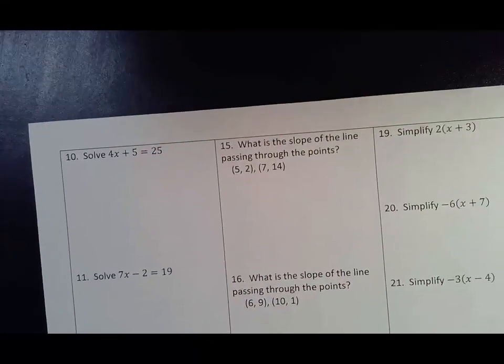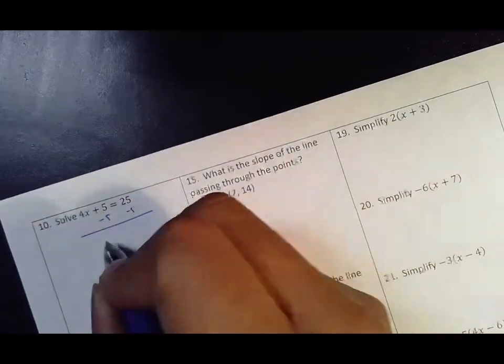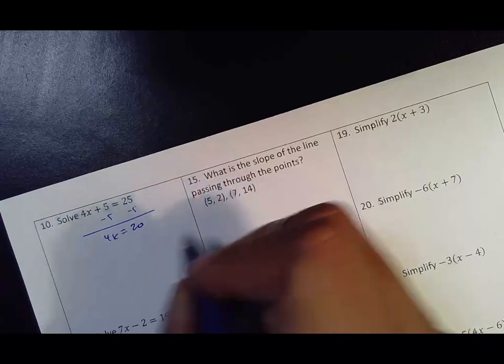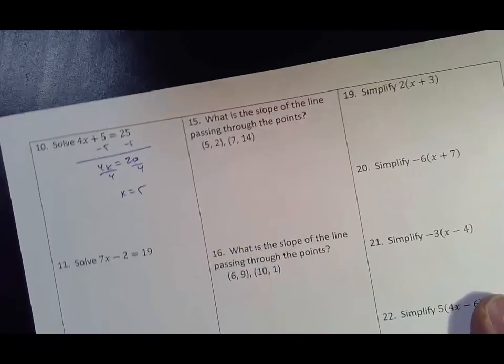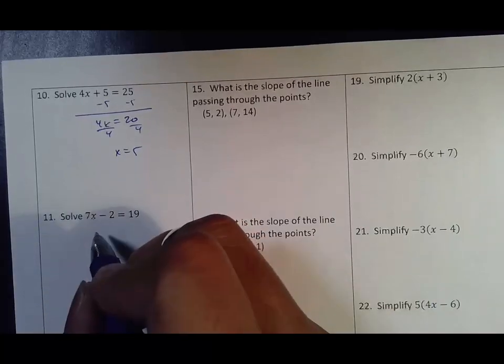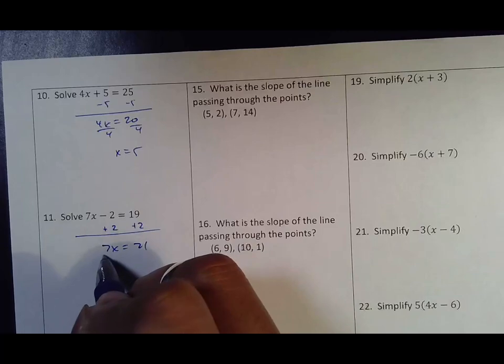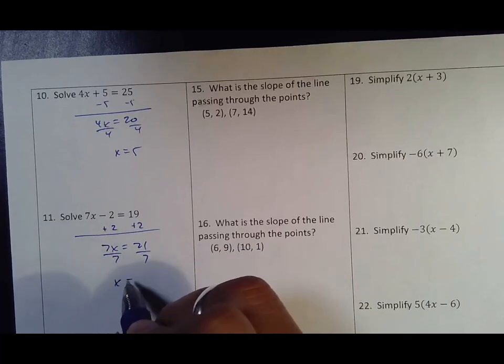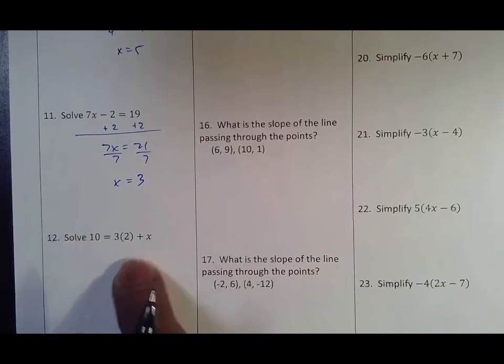From there, again, basic work: -5, -5, 4x equals 20, divide by 4, divide by 4, x equals 5. You want to make sure you've got that stuff down so you know what you're doing. +2, +2, 7x equals 21, divide by 7, divide by 7, x equals 3. This is the question I told you is going to pop up pretty soon.